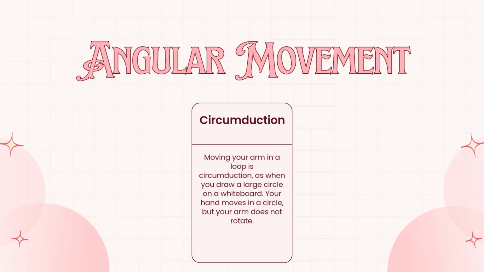Circumduction. Moving your arm in a loop is circumduction, as when you draw a large circle on a whiteboard. Your hand moves in a circle, but your arm does not rotate.